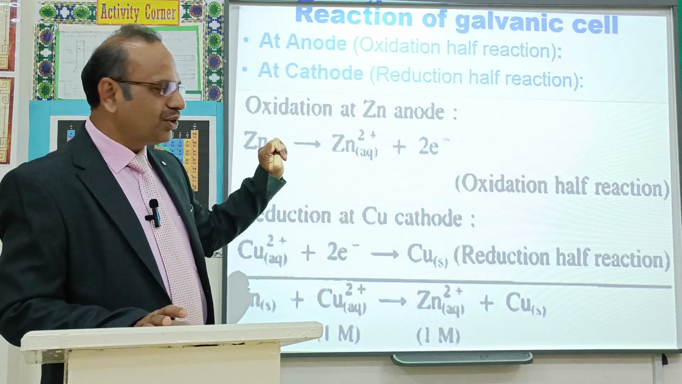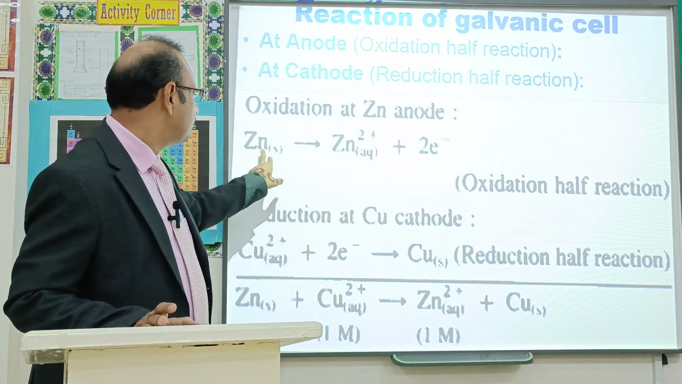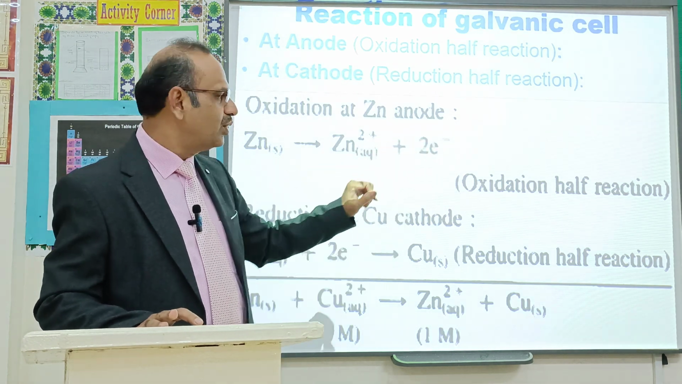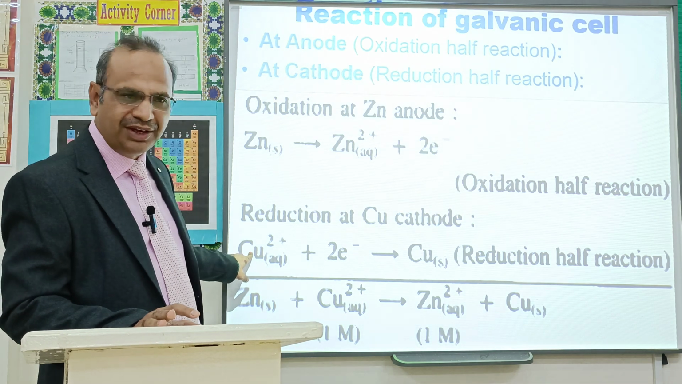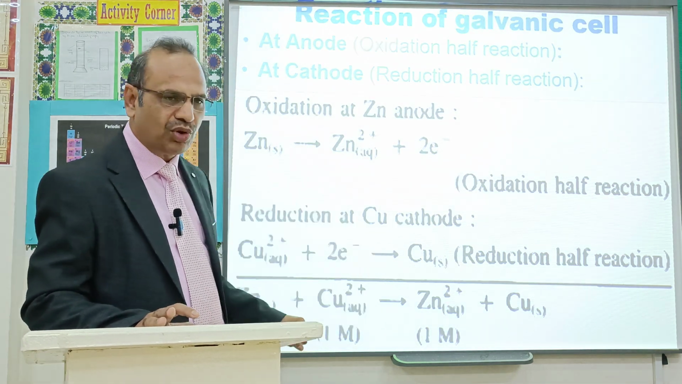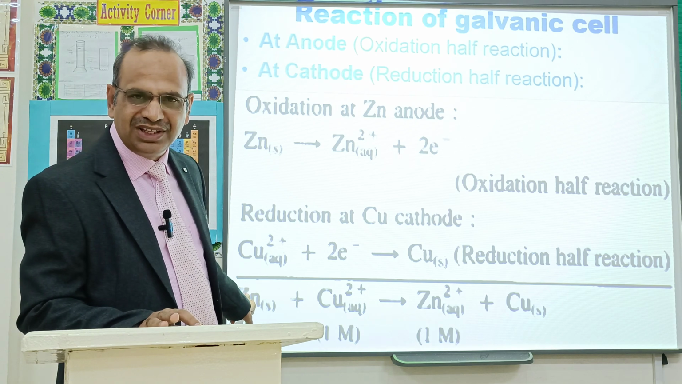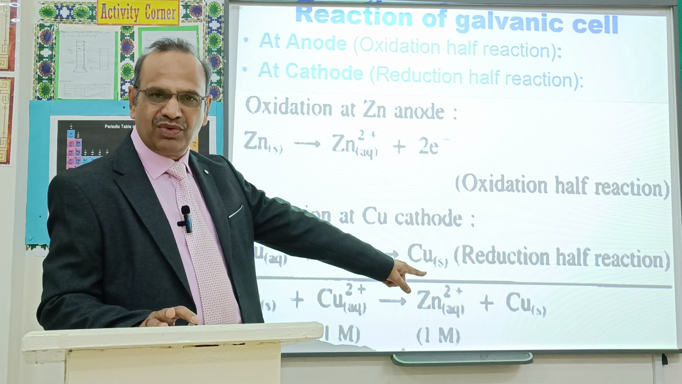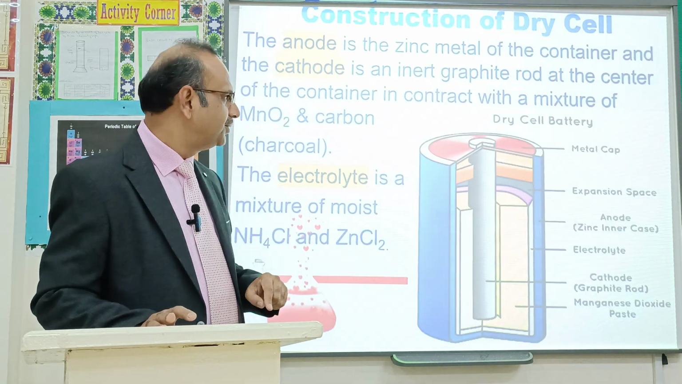As regards the reaction of the galvanic cell, look at the oxidation at the zinc anode: solid zinc gives zinc ion and 2 electrons are produced. These 2 electrons are absorbed by the copper ion and changed into solid copper. So overall, this redox reaction takes place in this galvanic cell: solid zinc changes into aqueous zinc ion, and aqueous copper ion changes into solid copper.